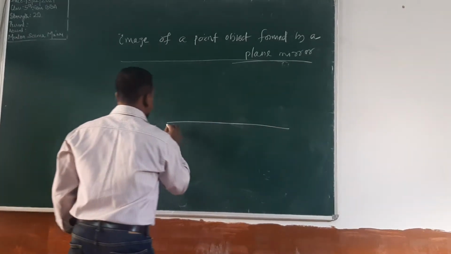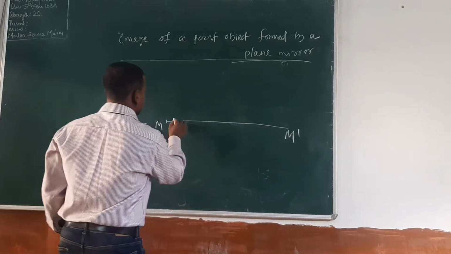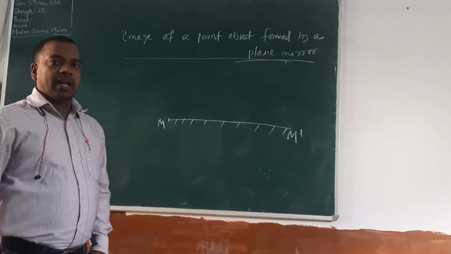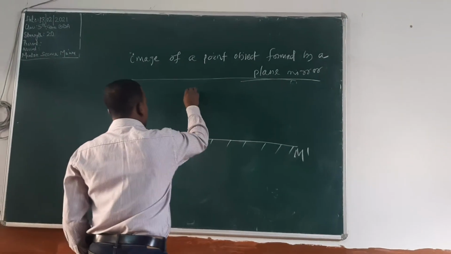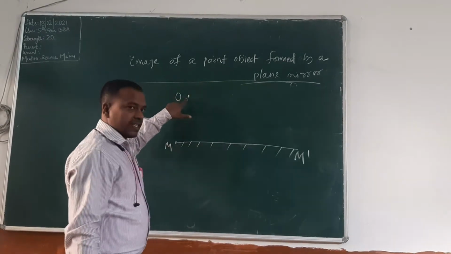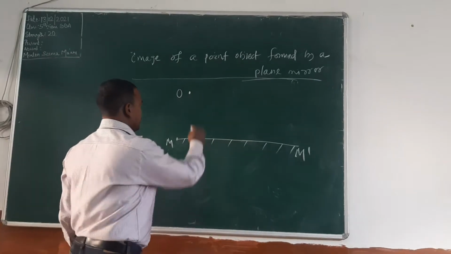Suppose this is a plane mirror M1. This is a point object O. O is a point object placed in front of the plane mirror.